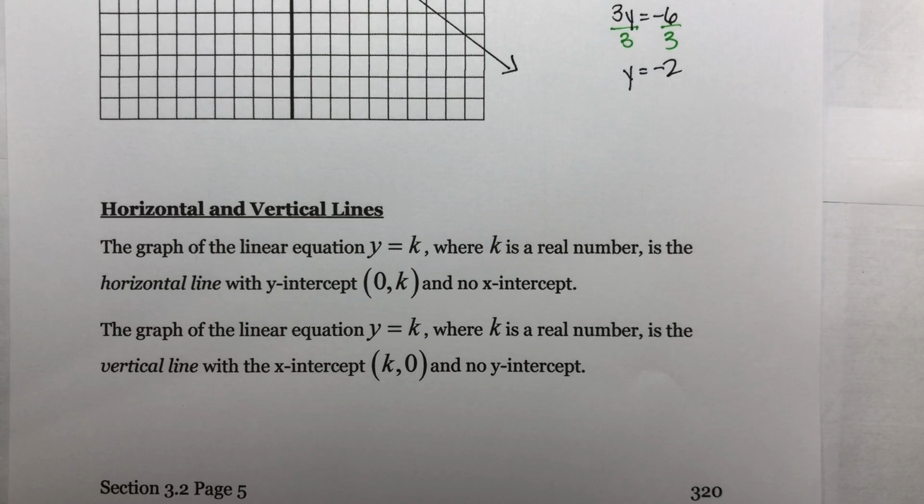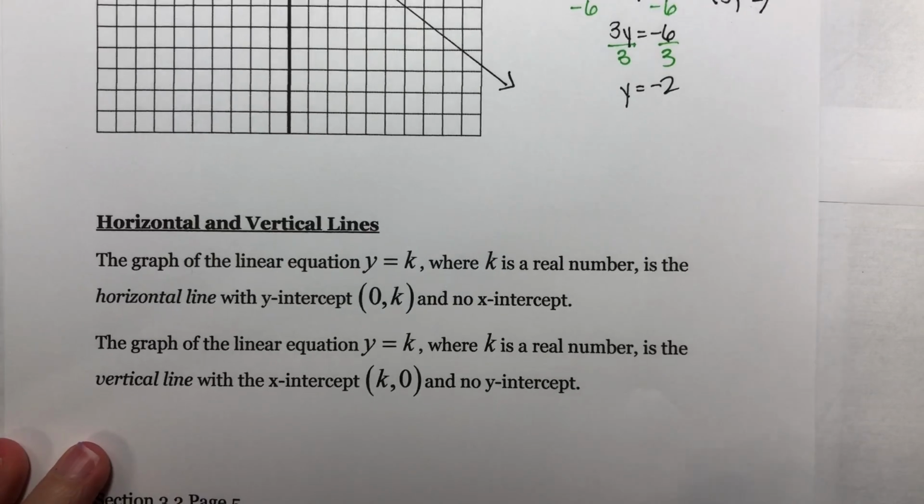This is section 3.2. This is part 4. We've been talking about graphing lines. We have graphed several using intercepts. Now we're going to talk about two special cases. We're going to talk about horizontal and vertical lines.